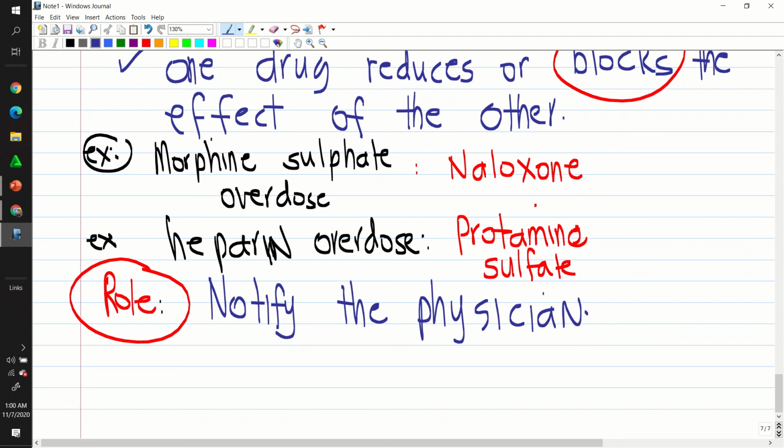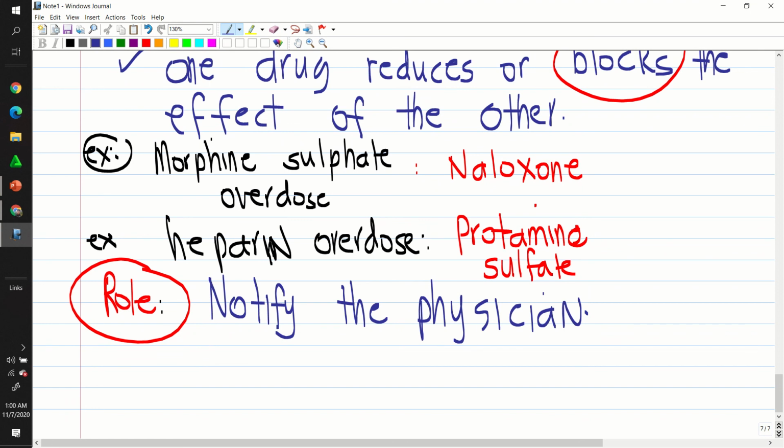So remember, it is a myth that interactions occur only with prescription medication. Take note, whether prescription, over-the-counter, or herbal, they can interact with each other. So your role here is very important. What would be your role as a nurse? You have to report to the physician.